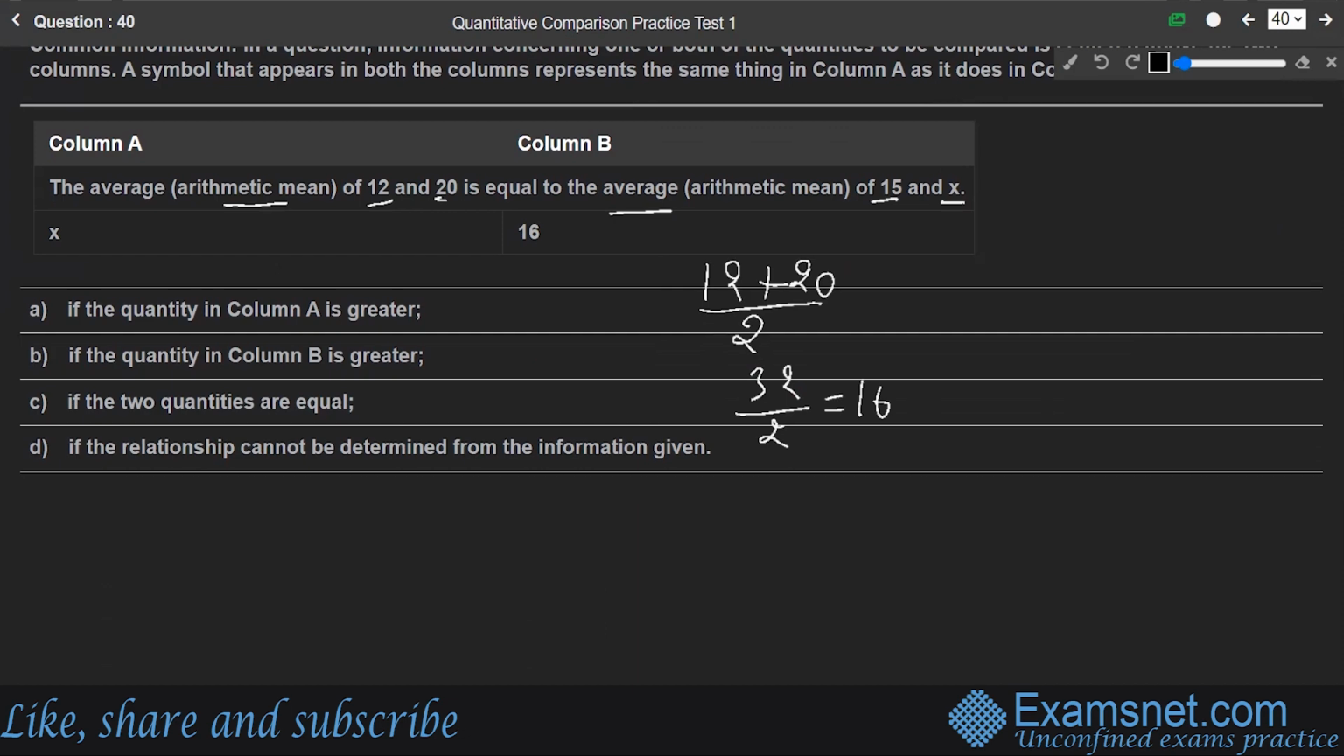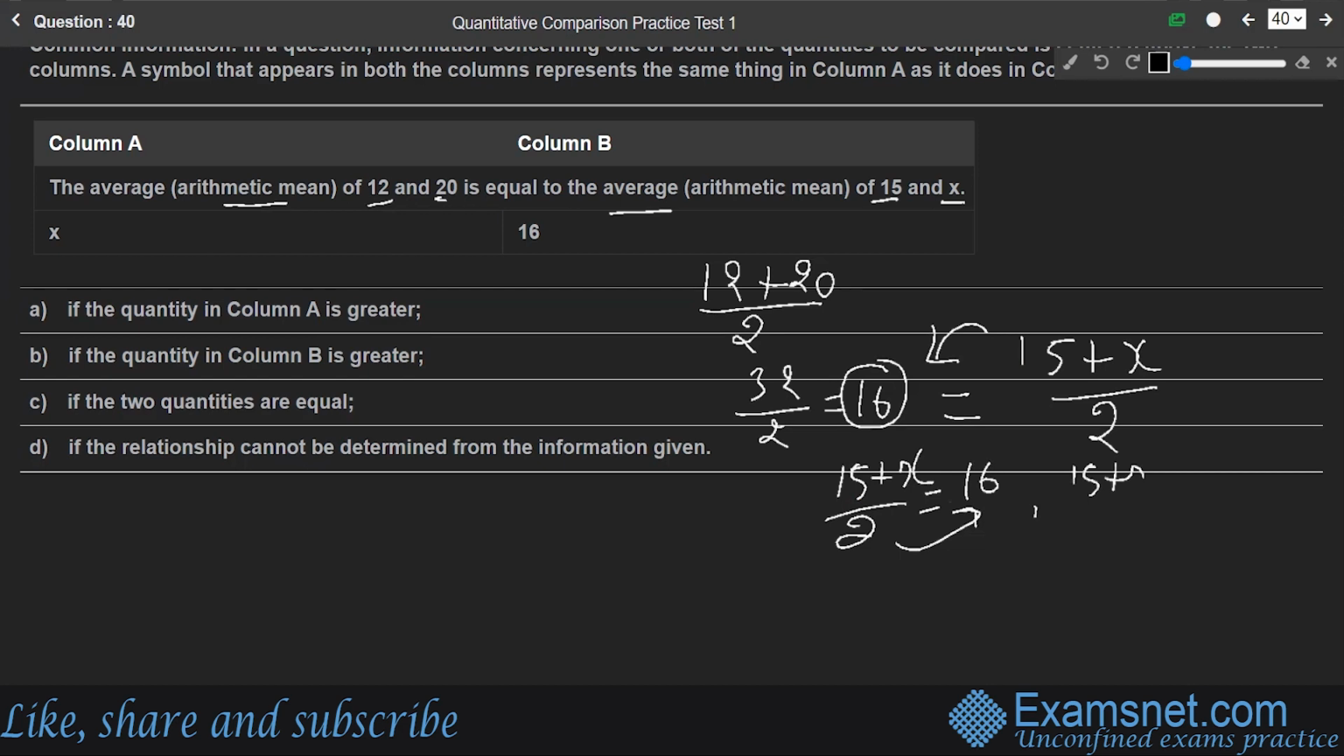So that is the average of the first two numbers, and they are saying this average is equal to the average of 15 and x. So that means 15 plus x by 2 will also be 16. If we solve this, then we can find out the x value. So 15 plus x by 2 is 16. So 2 goes on this side, so it becomes 15 plus x is equal to 32. X is equal to 32 minus 15, which is nothing but 17. X value is coming out to be 17. Okay, that is the final value of x.